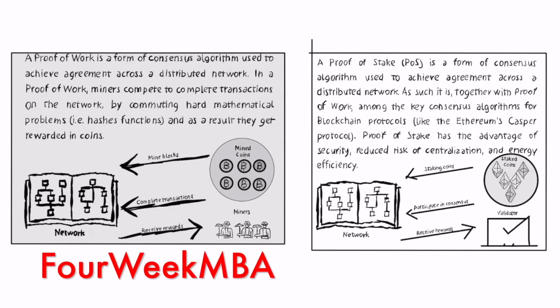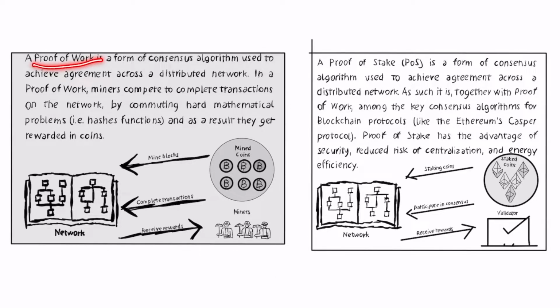In this lecture, we're going to look at the main difference between two consensus algorithms, and pretty much we're going to look at proof of work and proof of stake. We're going to understand what the differences between the two are and why they are actually important to any blockchain-based business model.